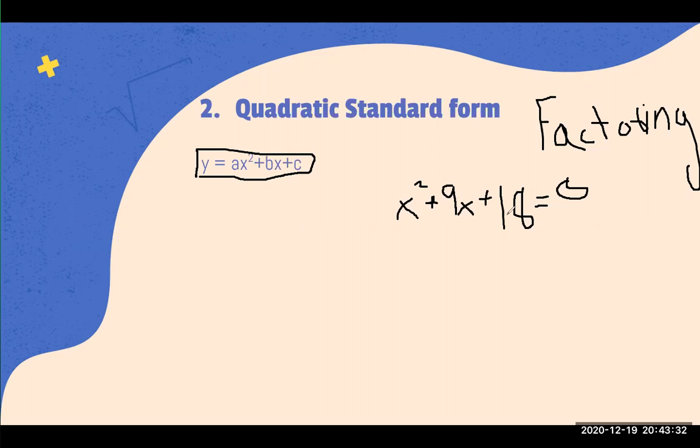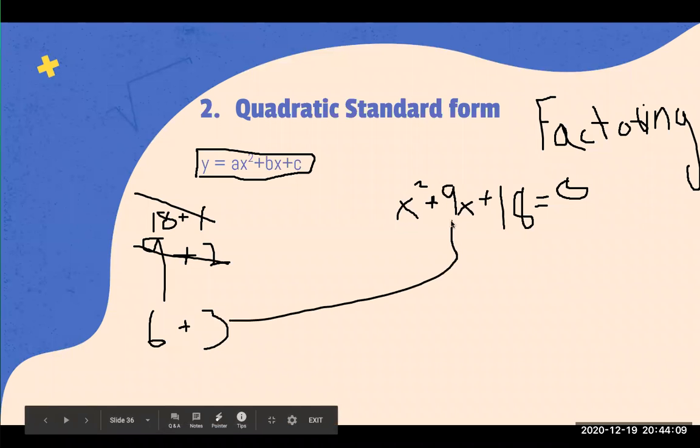So let's think of factors of this number. There's obviously 18 and 1. 18 plus 1 is not 9, so this is gone. 9 plus 2, because 9 times 2 is 18, is obviously gone also, because 9 plus 2 is 11, not 9. Okay, so now let's go on to other stuff, like 6 times 3. 6 times 3 is 18. So 6 plus 3, yes, that equals 9. So these are the factors.